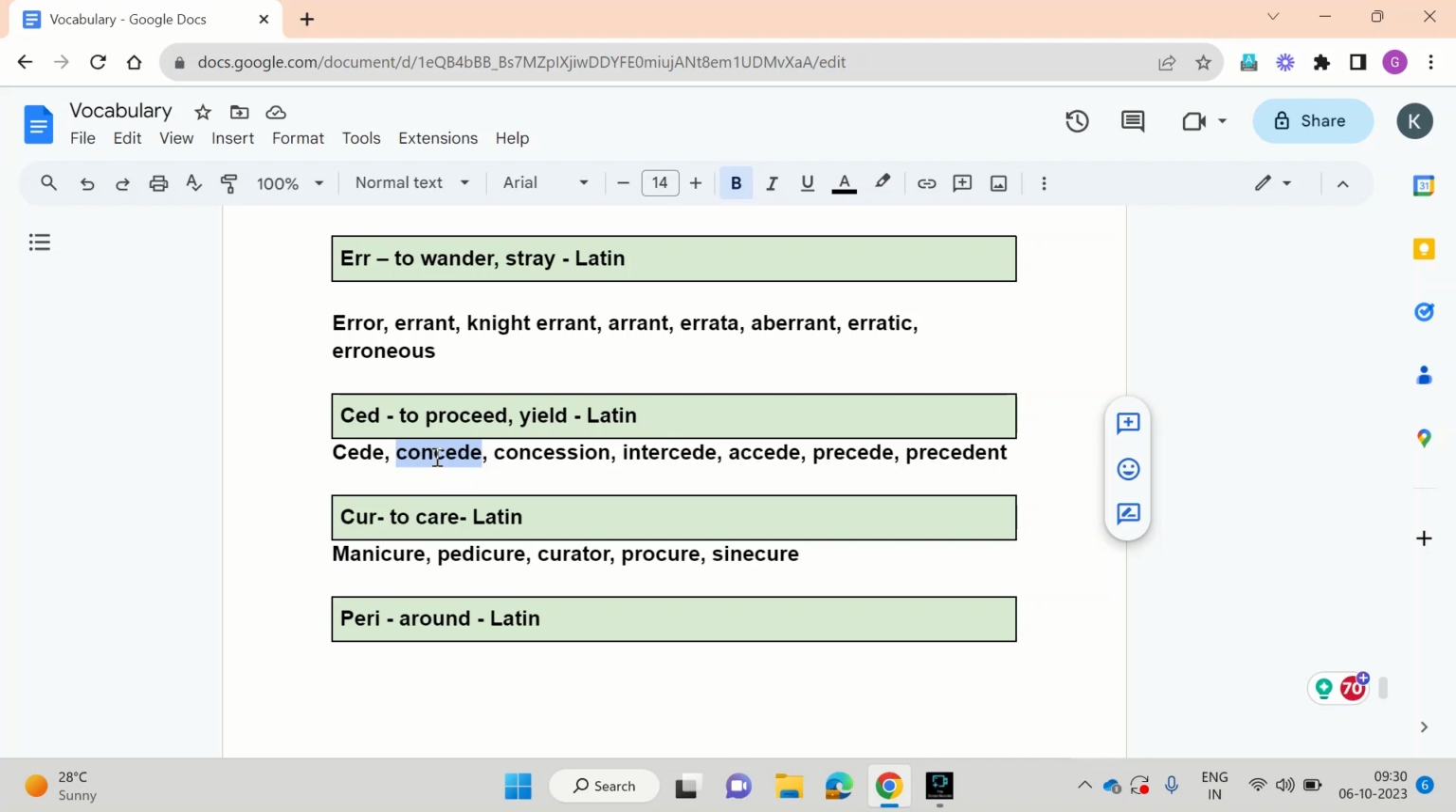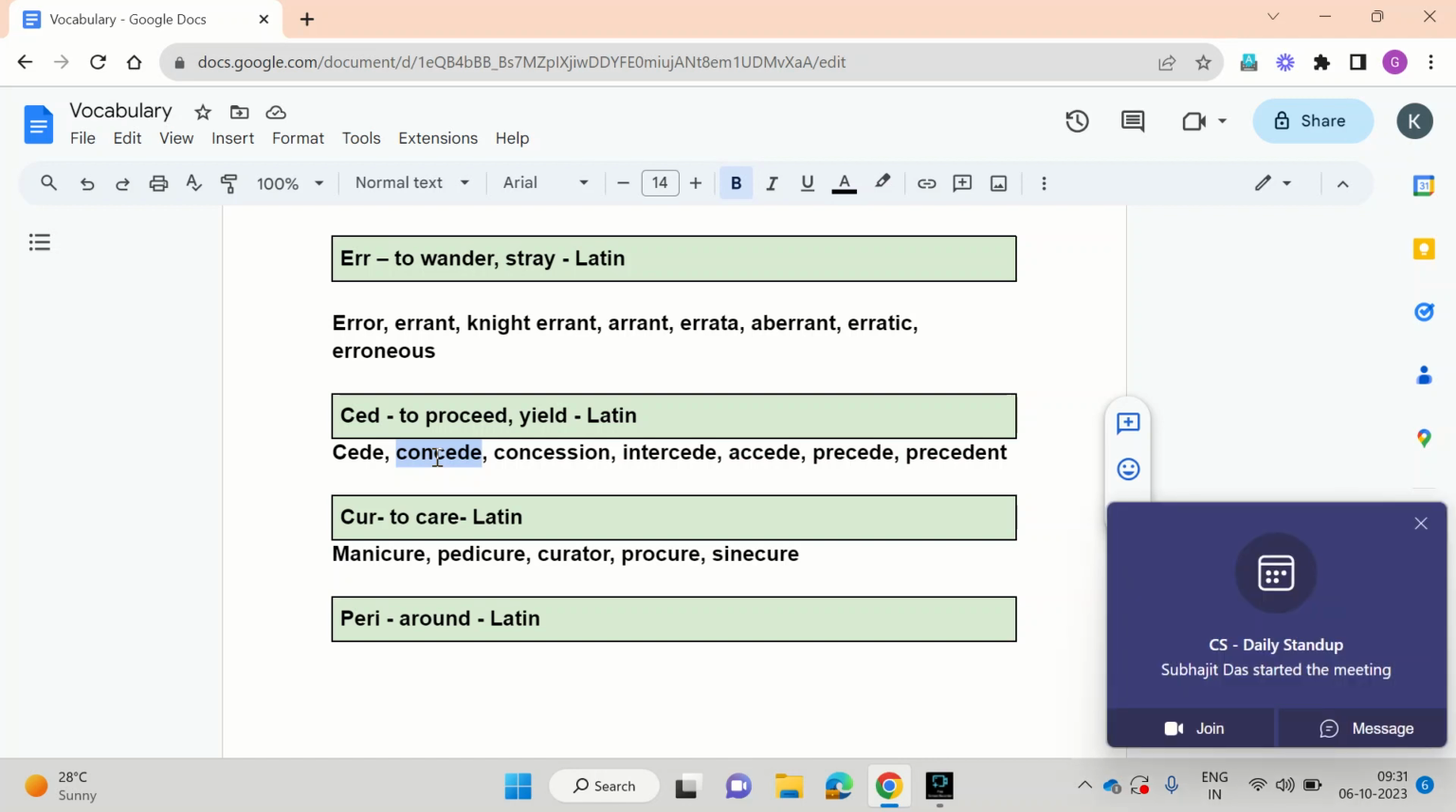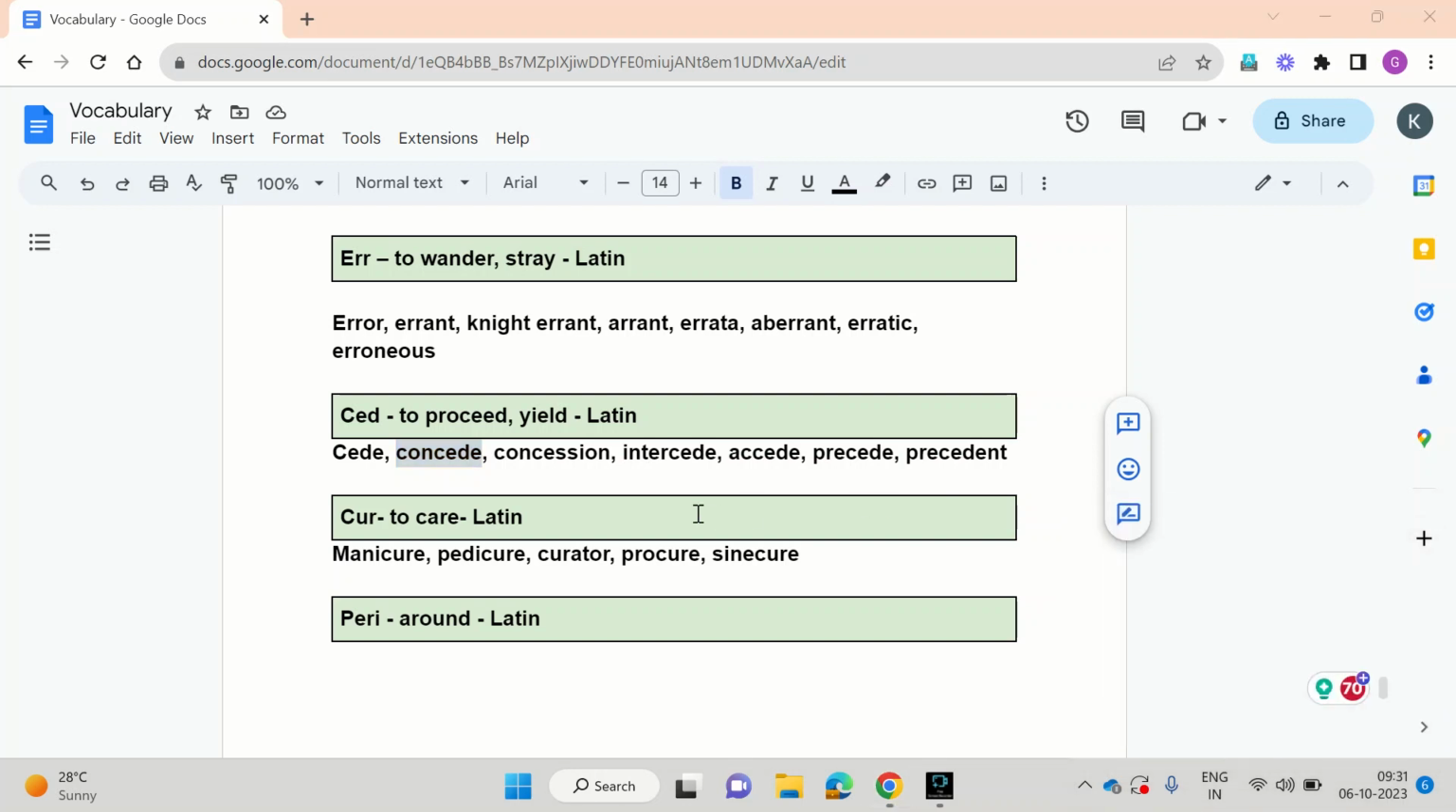Conceding an argument. Two friends are arguing, one of them concedes the argument. What that means, that person is not happy, but he doesn't want to argue more. That's why he concedes the argument. Concession. Concession is kind of discount that we give. Right. This is again yielding. You are giving something. You are giving discount.